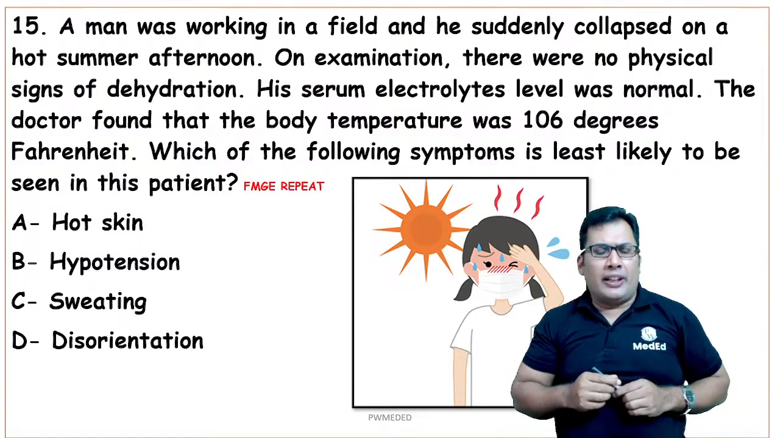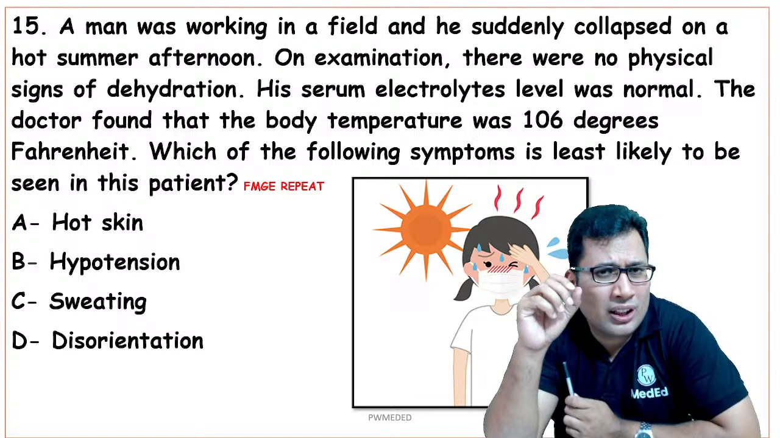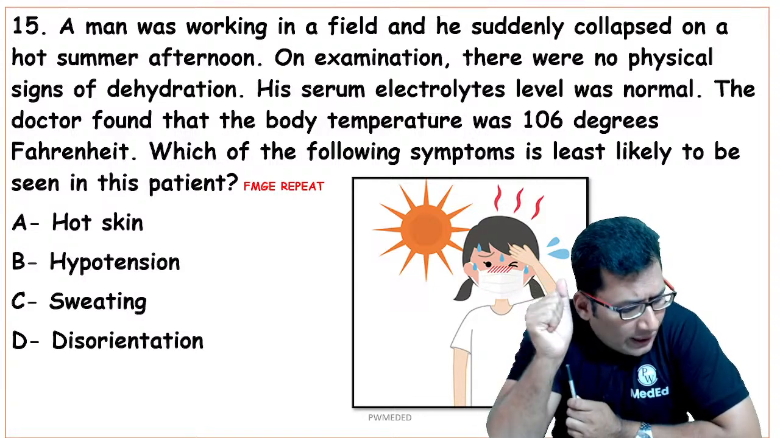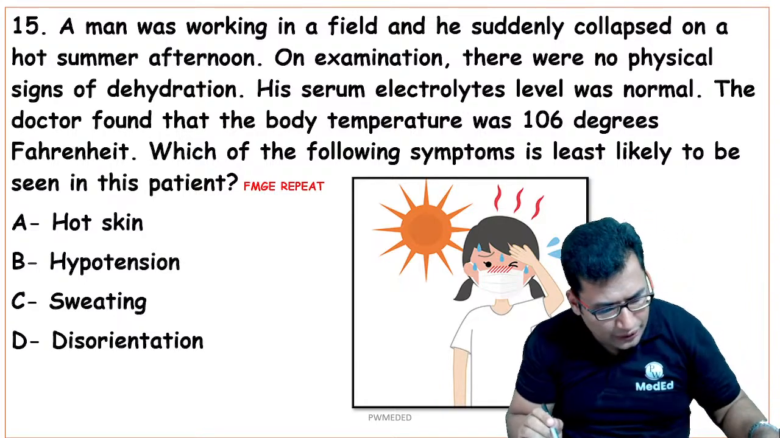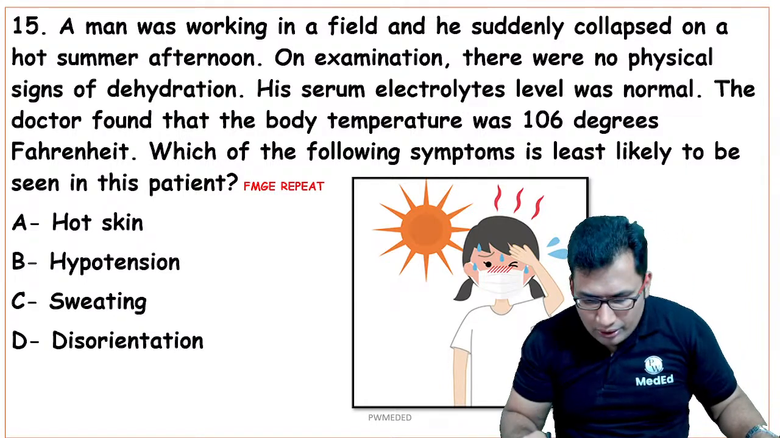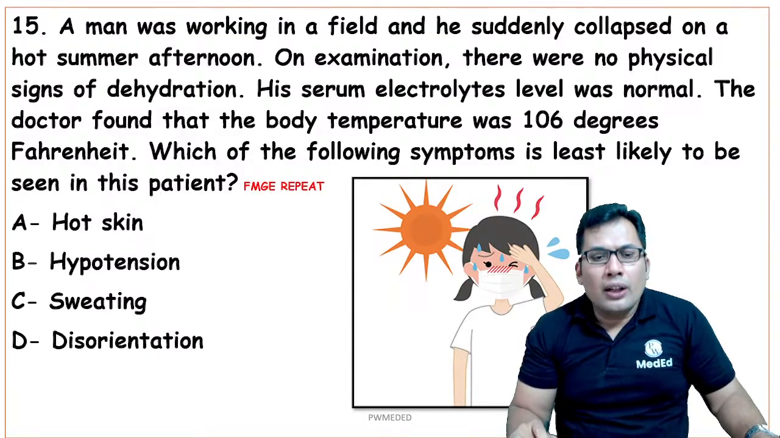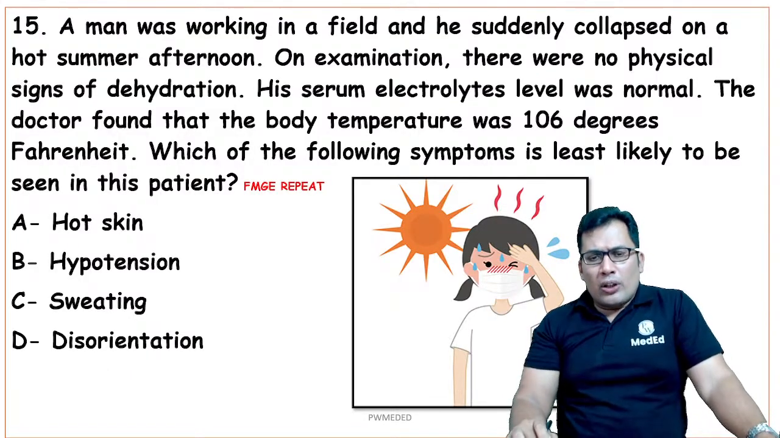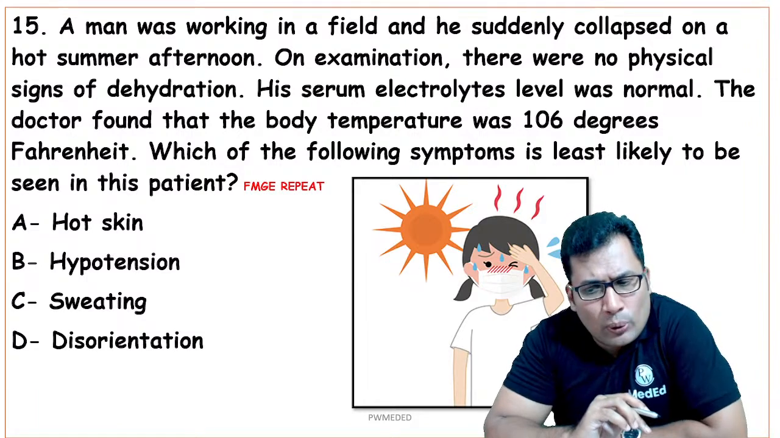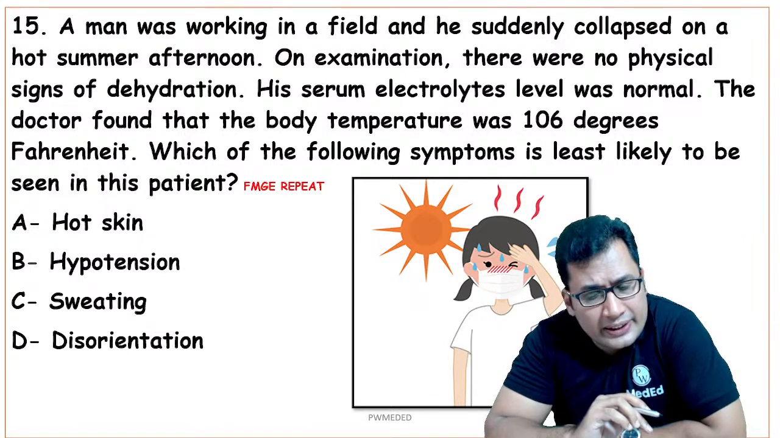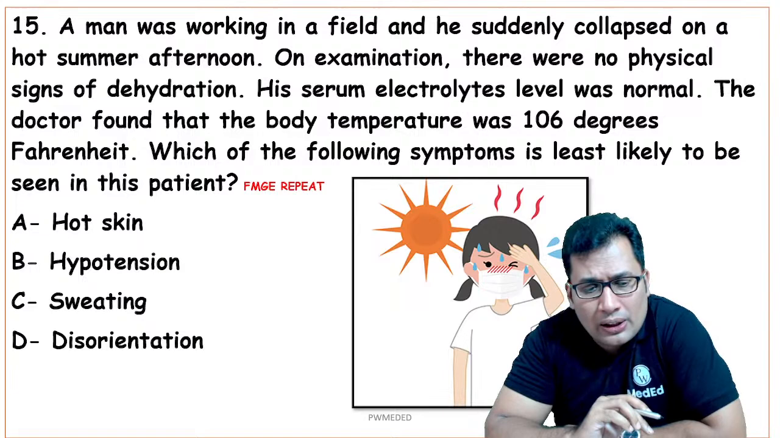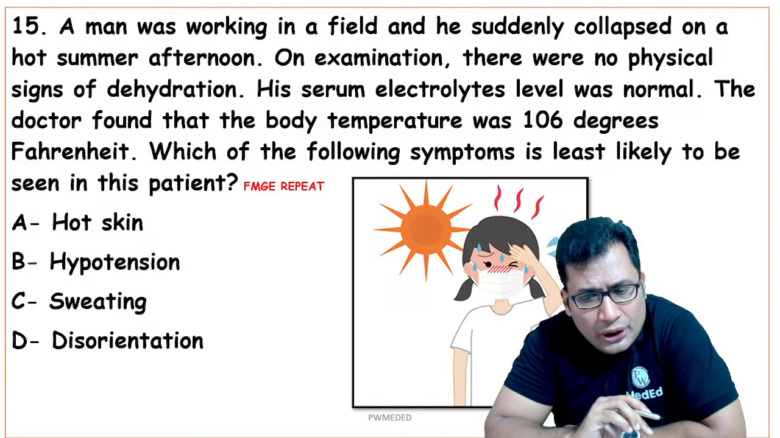Now question number 15, about heat stroke. All of you look at the question and try to answer. A man was working in a field. He suddenly collapsed on a hot summer afternoon. On examination, there were no physical signs of dehydration. His serum electrolyte level was normal. The doctor found that body temperature was 106 degrees Fahrenheit.